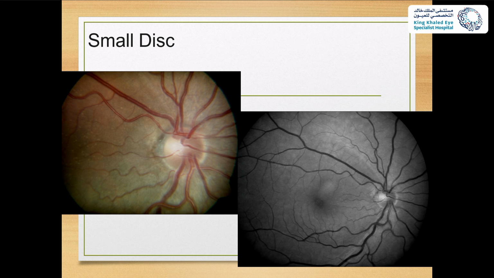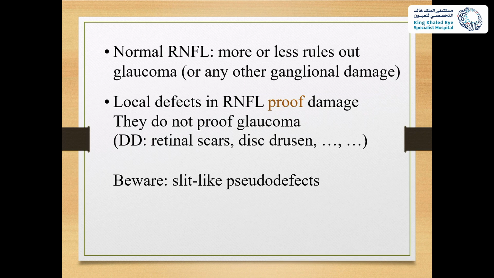Here the patient has a small loss, but he has some nerve fiber layer defect. A normal nerve fiber layer more or less rules out glaucoma or any other ganglion damage. So a local defect in the nerve fiber layer can prove the damage, but it doesn't prove glaucoma. Other retinal diseases can also cause nerve fiber defects, like a retinal scar, disc erosion, and others.